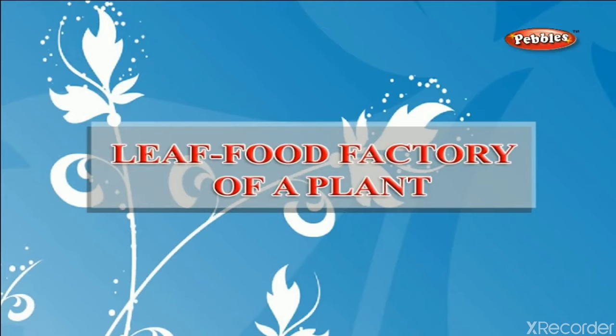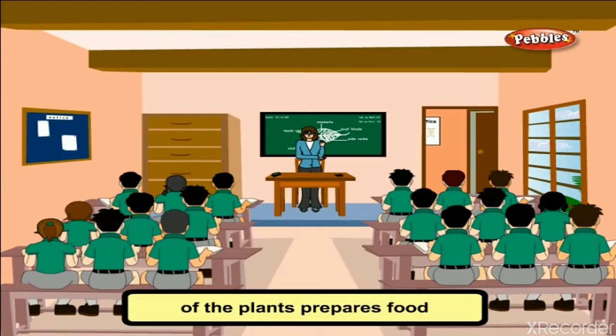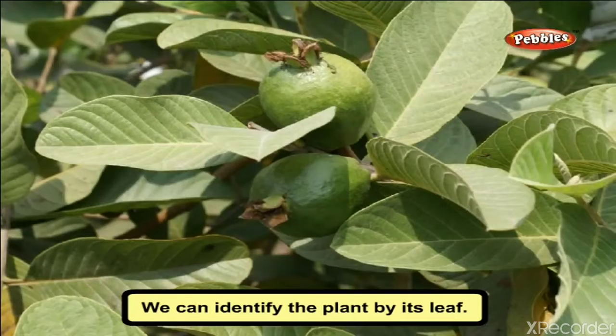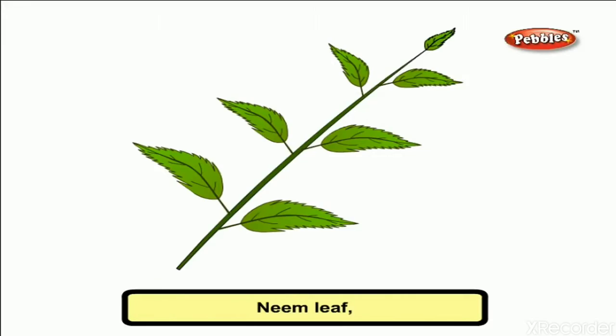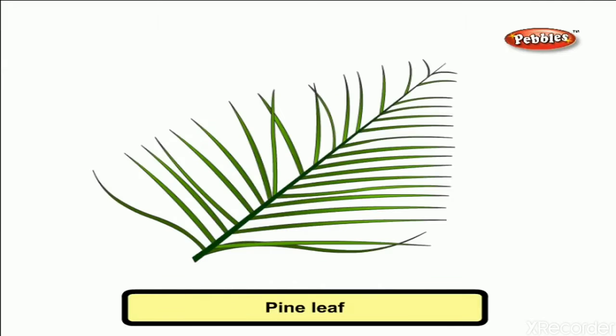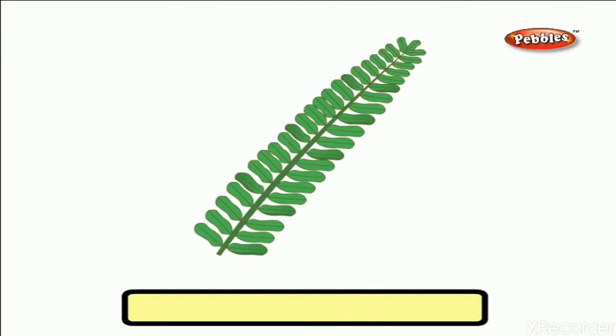Leaf. Food factory of a plant. The green leaves of the plants prepare food for the plant, and the process is called photosynthesis. Leaves are therefore known as the food factories of a plant. Every plant has a type of leaf. We can identify the plant by its leaf. For example, neem leaf, maple leaf, eucalyptus leaf, pine leaf, and gulmohar leaf.